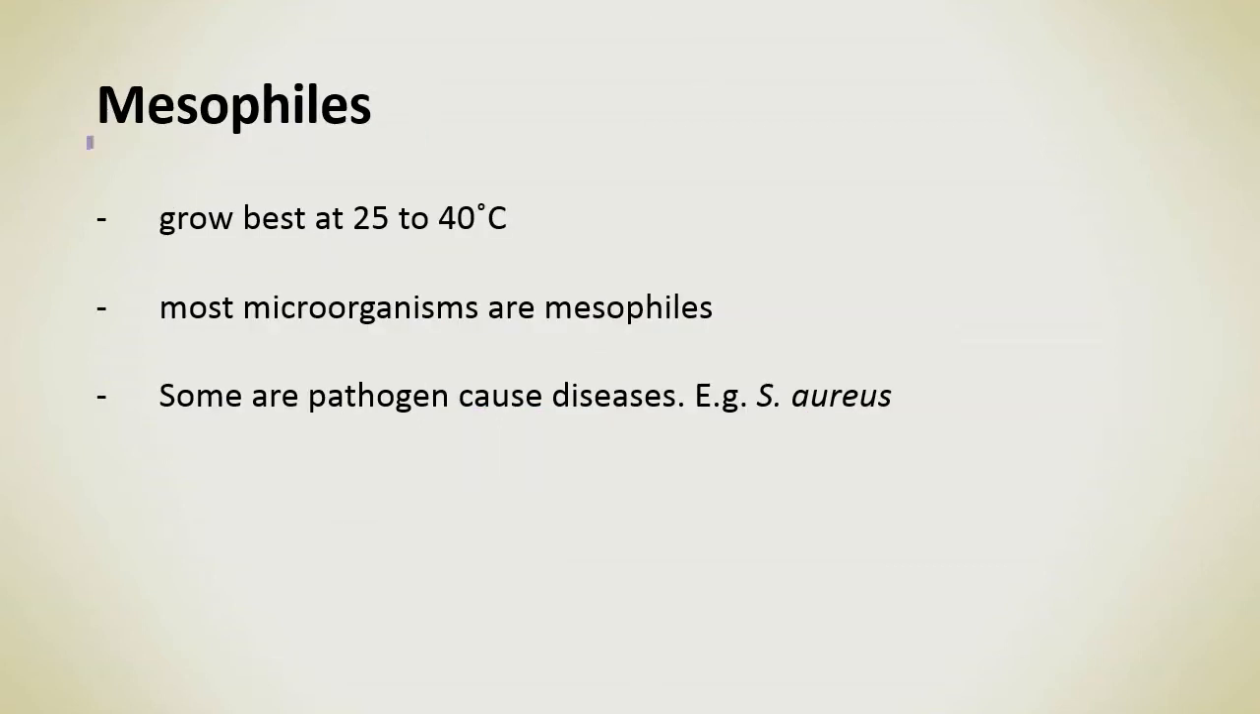Okay, the next one is the mesophiles. Mesophiles are bacteria that grow best at 25 to 40 degrees, and most microorganisms are considered mesophiles, including some of the pathogenic ones, for example, Staphylococcus aureus.